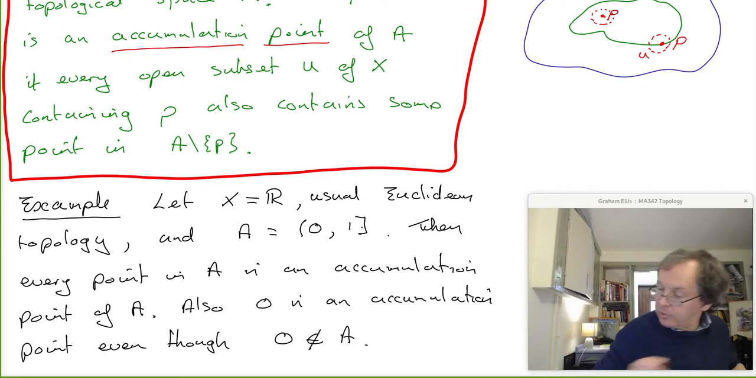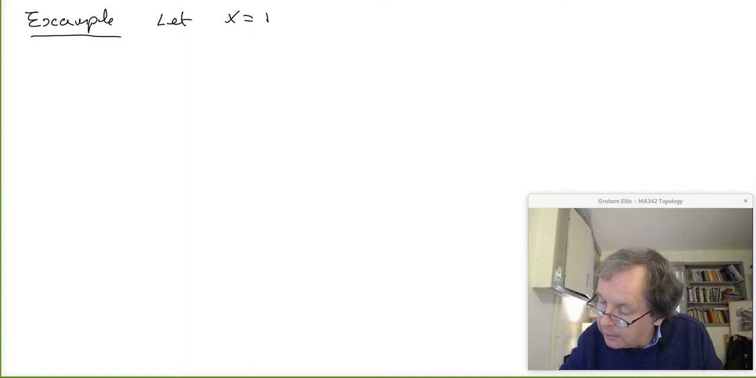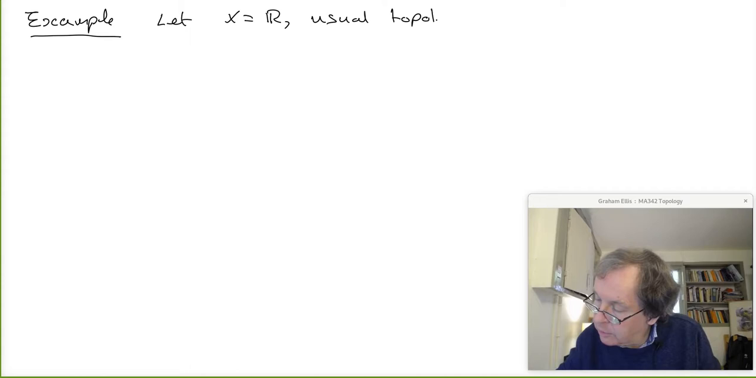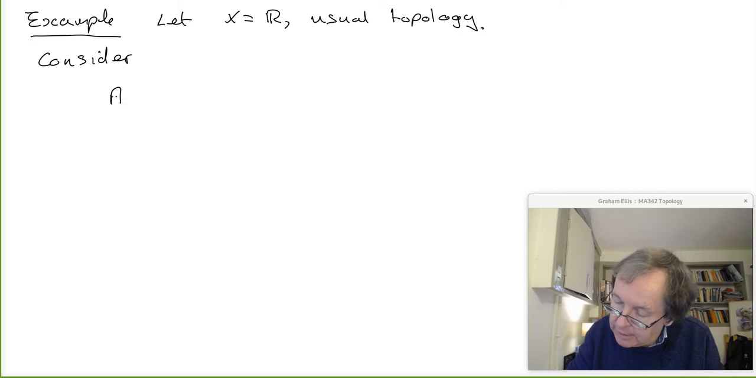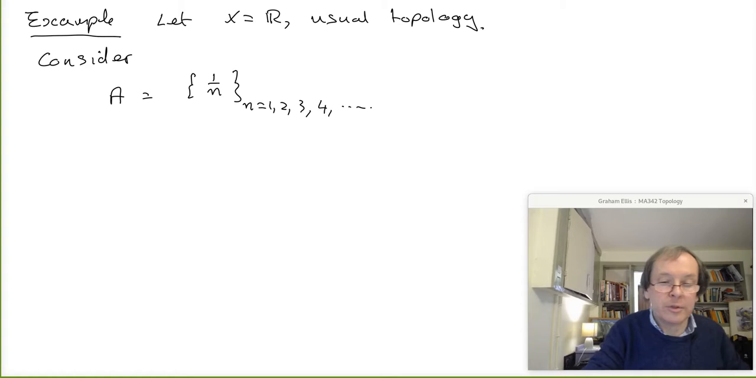Let's do another example. Let's continue with the real line. So let X equal the real line, usual topology, Euclidean topology. Consider the following set. Consider the set A, follow my notes, to be the reciprocals, 1 over n, for n equals 1, 2, 3, 4, and so on, all natural numbers. So A consists of 1, a half, a third, a quarter, a fifth, and so on.